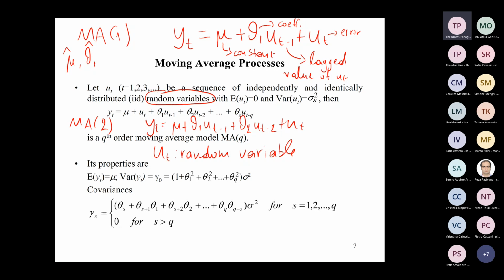So I'm going to use ut minus 1. What is ut minus 1? U is a random variable. Ut minus 1 is a lagged value of a random variable that I'm using in order to explain and forecast yt. What is yt? Yt is the variable that I'm interested in.